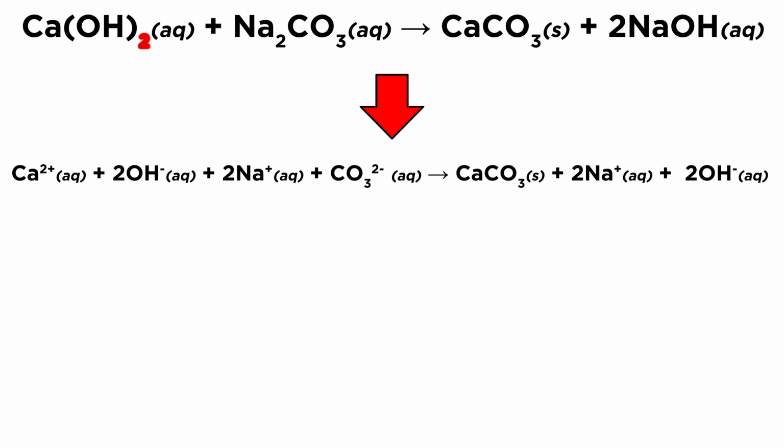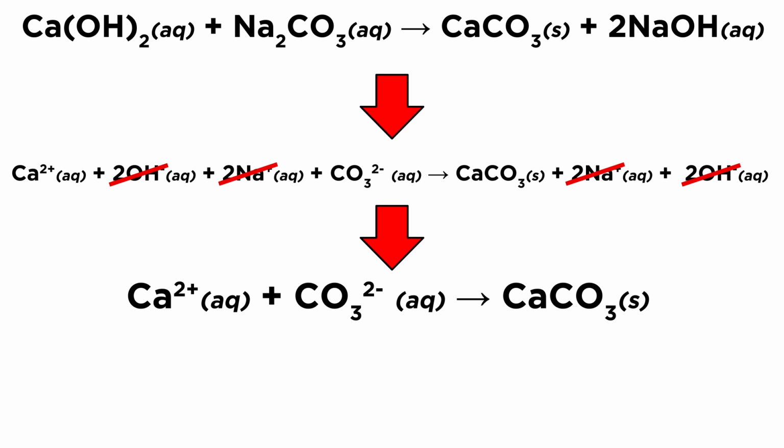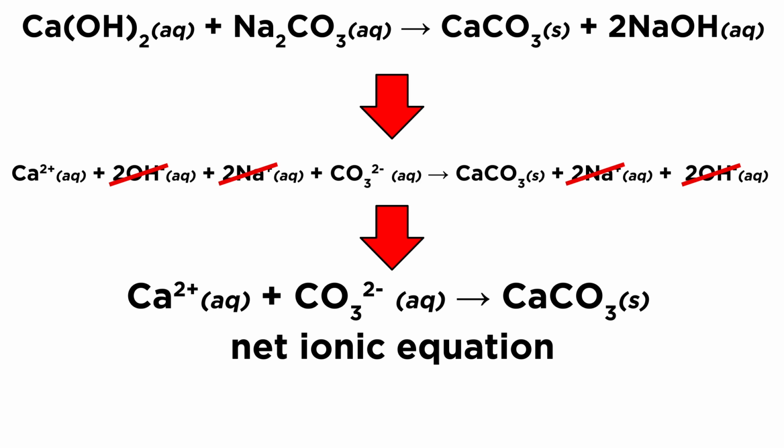Subscripts in the molecular equation become coefficients in the complete ionic equation since all the components are dissociating. Anything that's present on both sides we can cancel out, like an algebra problem. These are the substances that don't do any chemistry. What's left are the two ions that come together to form a solid precipitate, which is a chemical change. This is the net ionic equation.